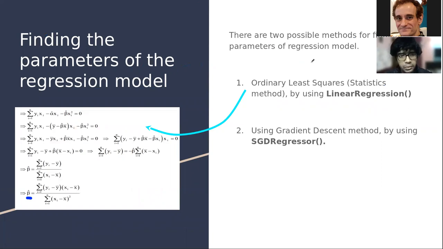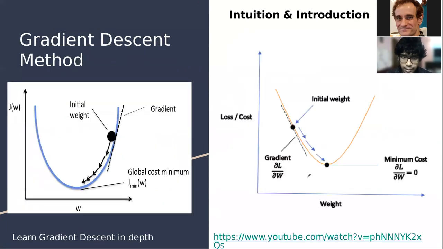There are two possible methods of finding the parameters in linear regression. One is this statistical method and another is gradient descent. We just discussed the statistical method. Now we're going to discuss gradient descent. Is there anything you have not understood till here? Please let me know. How do I check the chat section?